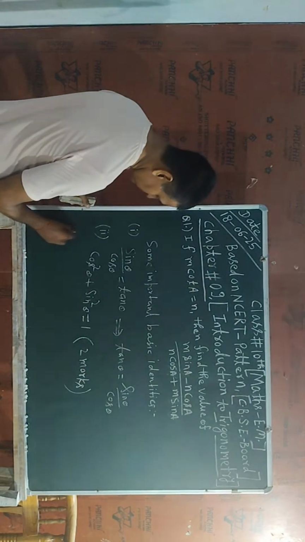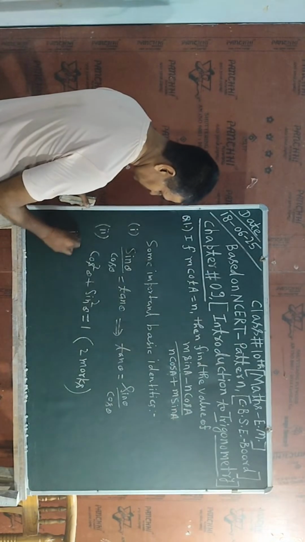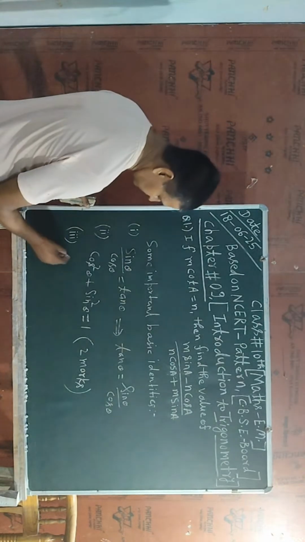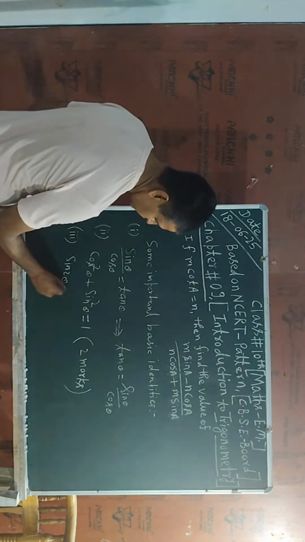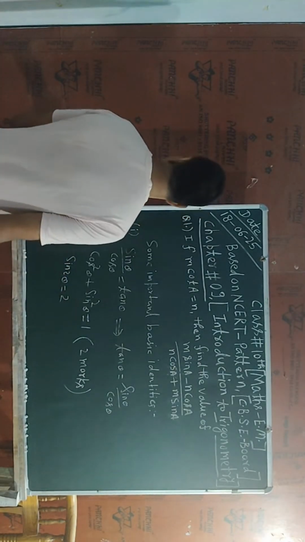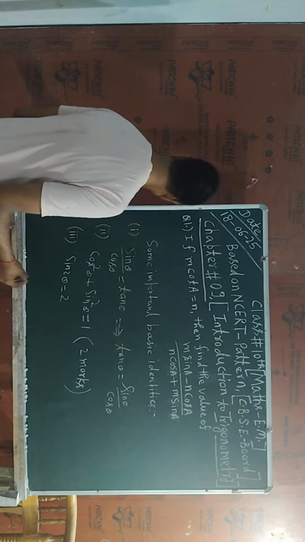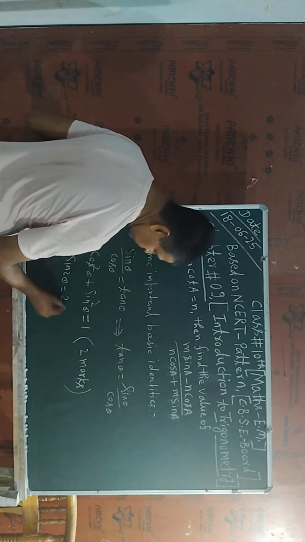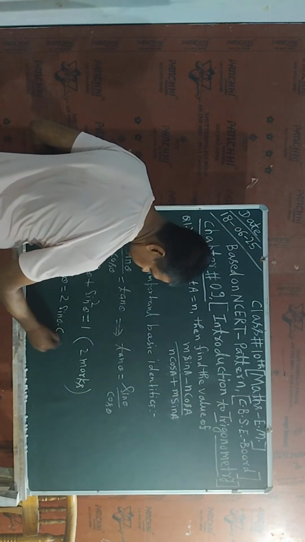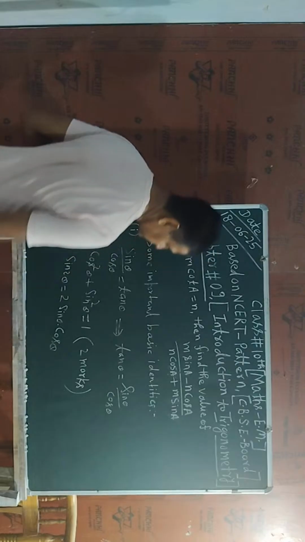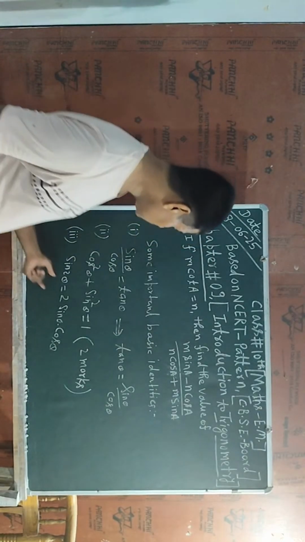Okay. Now the third identity I am going to tell you, and you concentrate here and know it very well. Sin 2 theta is equal to 2 sin theta into cos theta. So this identity you also need to know.